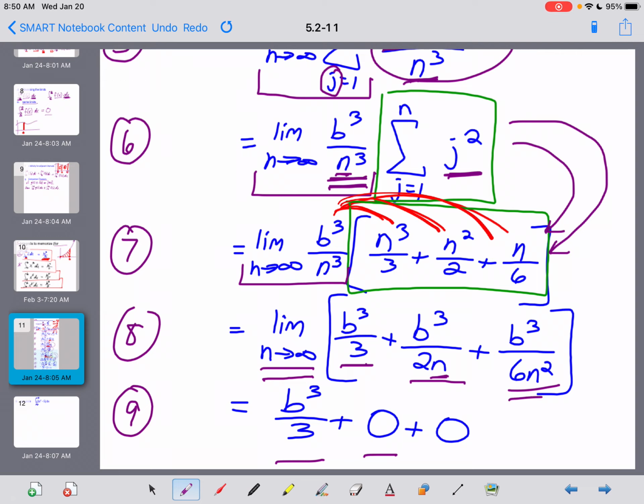And the exact same thing happens over here. That becomes a fixed constant divided by a growing denominator. That becomes 0 as well. And so, everybody, we've gone ahead now and we have evaluated that limit, and we end up with the result that we were seeking. We were trying to verify b cubed over 3.